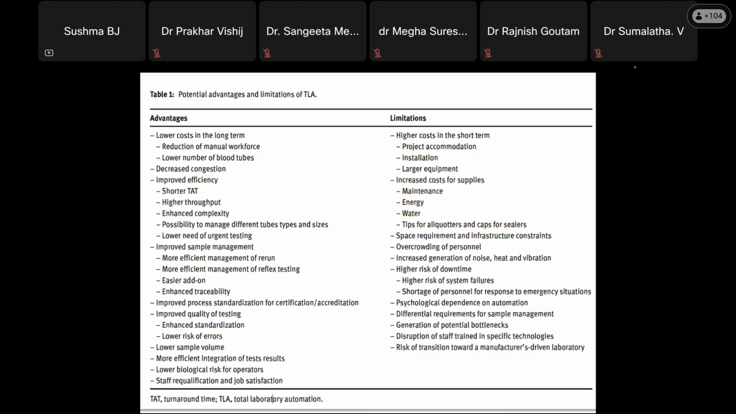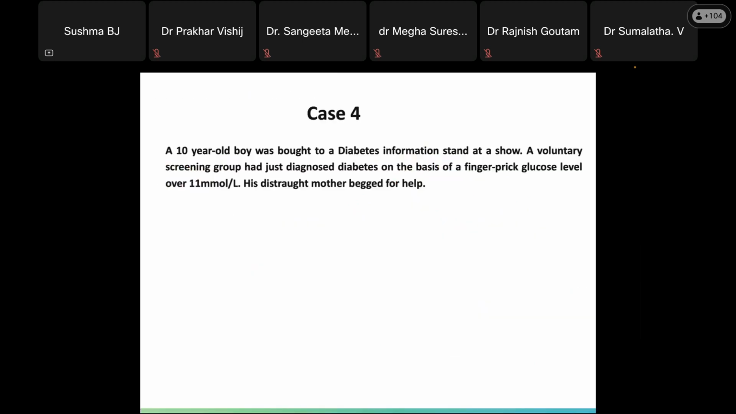And moving on to case 4: a 10-year-old boy was brought to the diabetic information stand at a show. A voluntary screening group had just diagnosed diabetes on the basis of a finger prick glucose level over 11 millimole per liter. His distraught mother begged for help. So what is wrong in this case? There was no history of diabetes, no family history, and the child was normal before this, right?